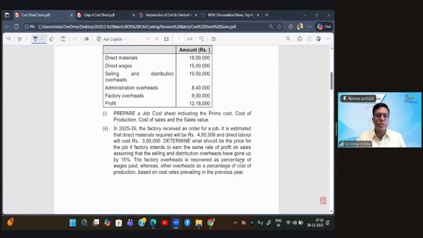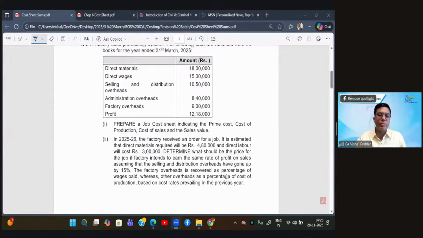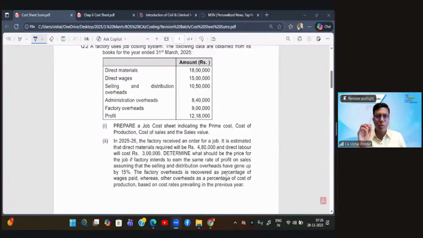Also, the selling and distribution overheads have gone up by 15%. The factory overheads is recovered as a percentage of wages, whereas other overheads are recovered as a percentage of production based on cost rates prevailing in the previous year. So you require two things. First is the cost sheet of the present data, and then the cost sheet for the new job which you are expected to receive. 5 minutes I'm giving to you.